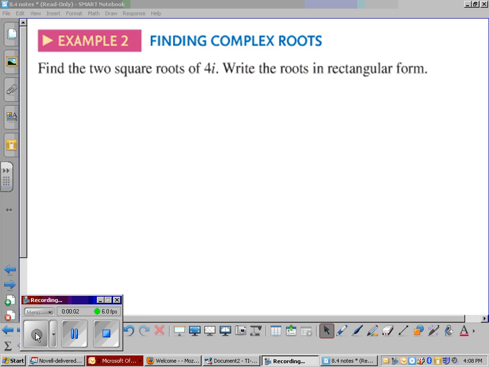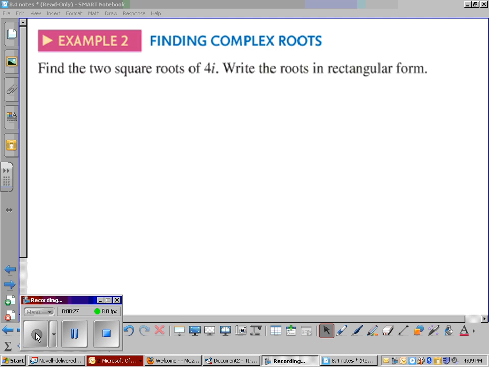Now that we know how to find the power of a complex number, we want to go in the other direction and find complex roots. Our example here asks us to find the 2 square roots of 4i. Notice that when we're finding square roots, we're going to have 2 answers. If we were finding a cube root, then we would have 3 answers. If we're finding a 5th root, then we would have 5 answers, and so forth.